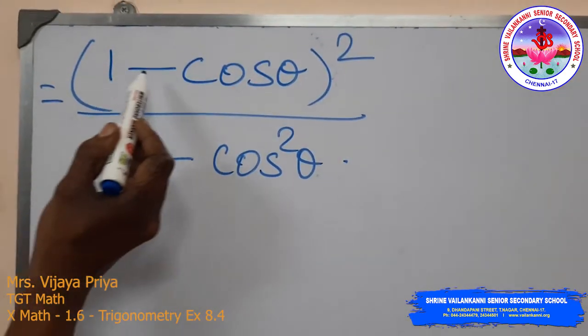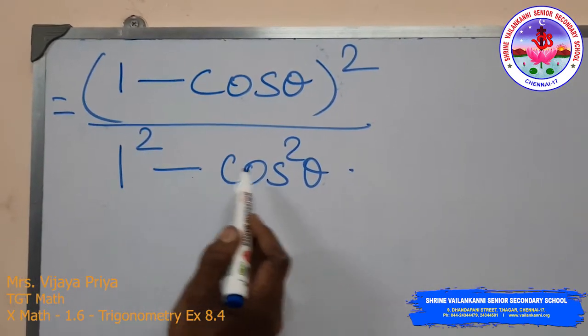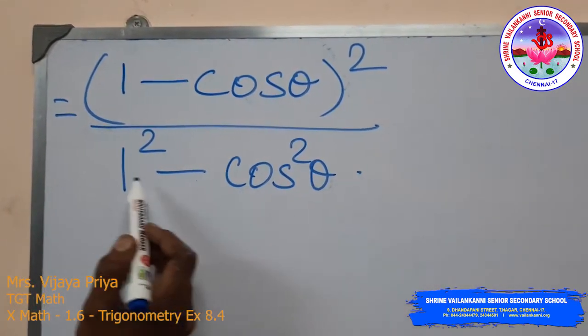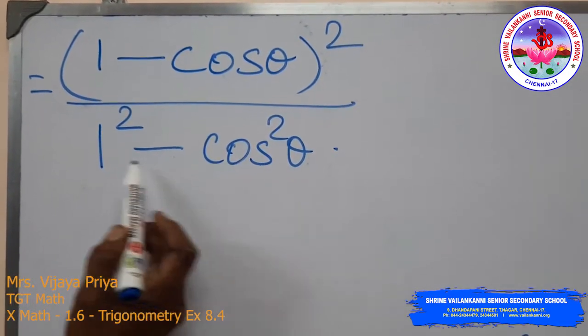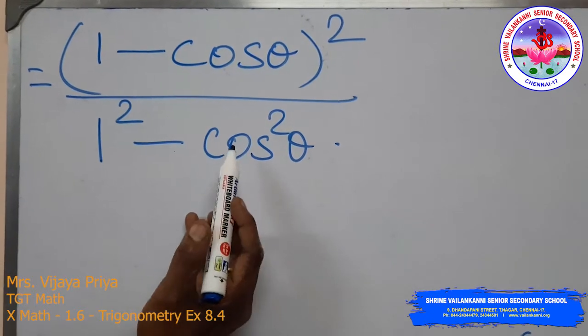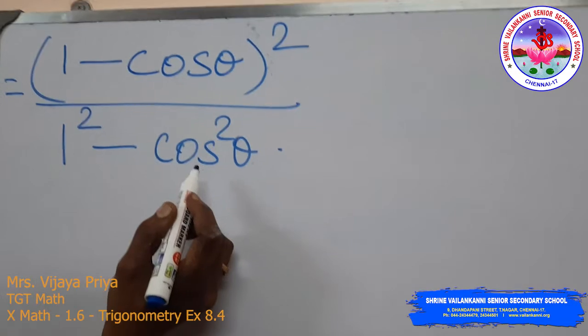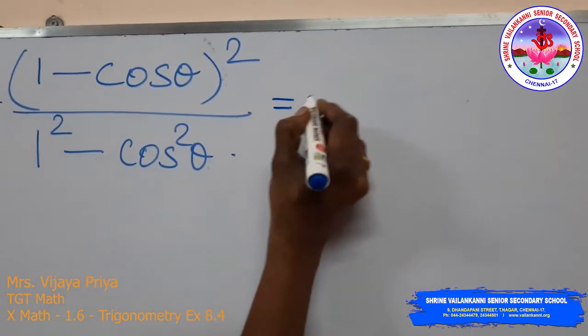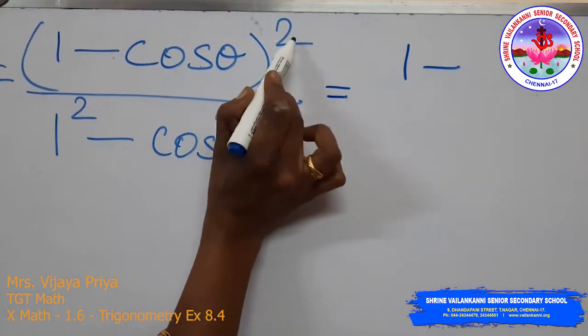So we get (1 minus cos theta) the whole square divided by 1 square minus cos square theta. So we are going to bring this in the form of an algebraic identity formula, a square minus b square. So a square minus b square is equal to (a plus b) into (a minus b). So it becomes the numerator (1 minus cos theta) the whole square.